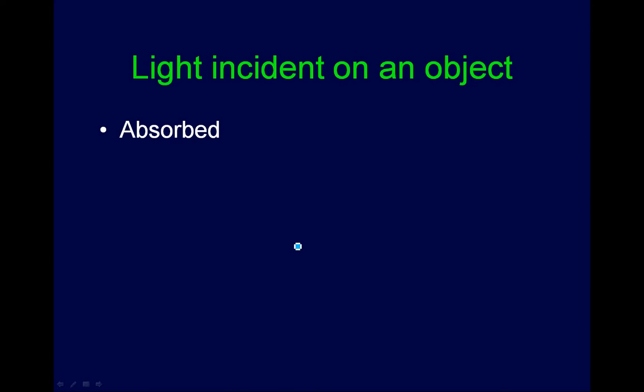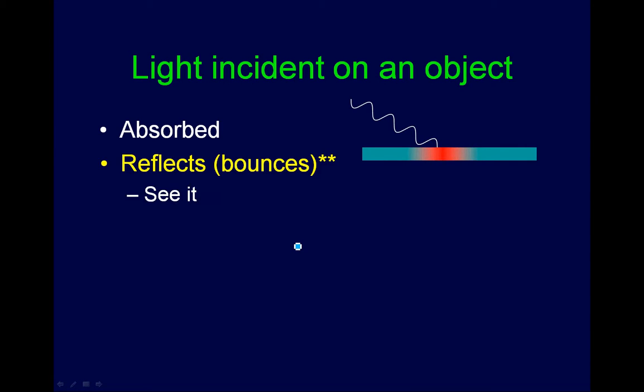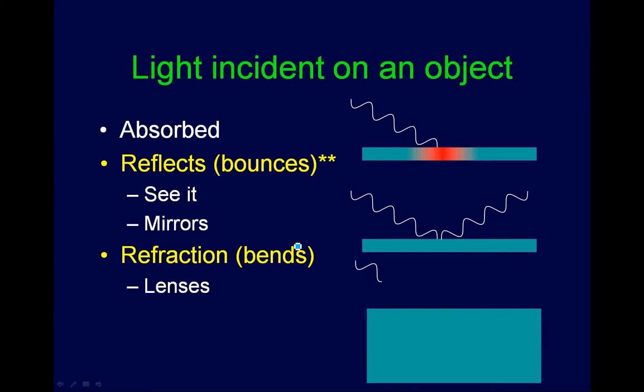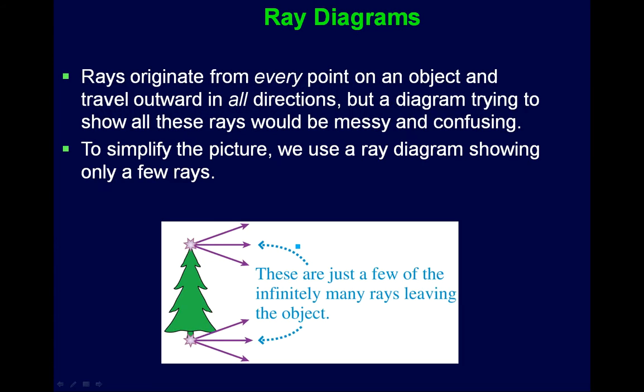When light hits an object, 3 different things can happen in general. The first thing that can happen is it can be absorbed. The second thing, it can reflect, so it can bounce off. And the third thing, it can refract, which means that it goes through and bends as it travels through the material. We're going to deal with reflecting and refracting today. But in general, when light hits something, it does all 3 of these things.